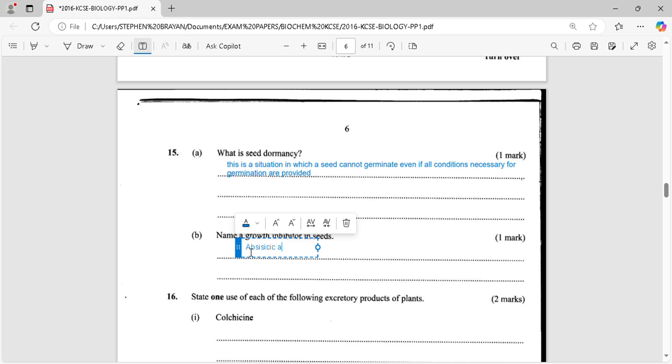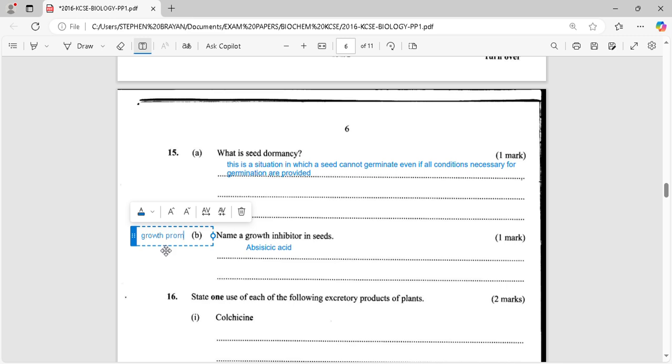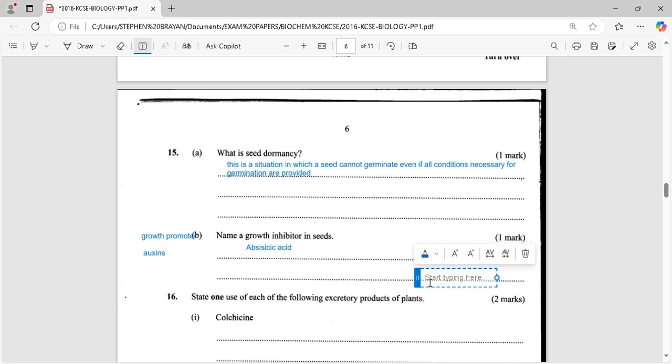Remember, abscisic acid is a growth inhibitor, but we also have a growth promoter. A very good example of a growth promoter is auxins. Remember, auxins are the ones that stimulate growth in plants. We also have other hormones, like, for example, florigen. This florigen stimulates flowering.